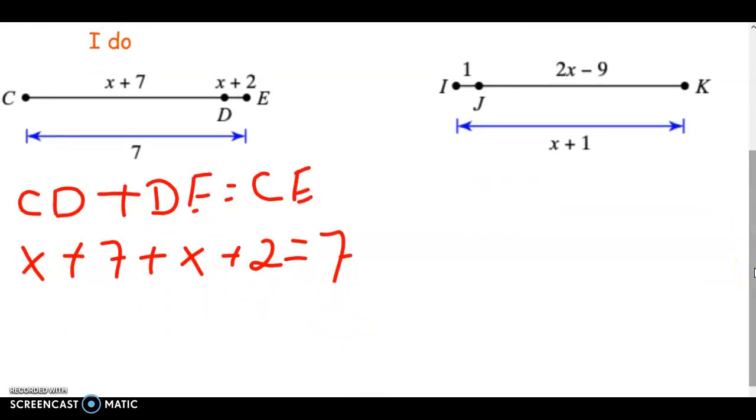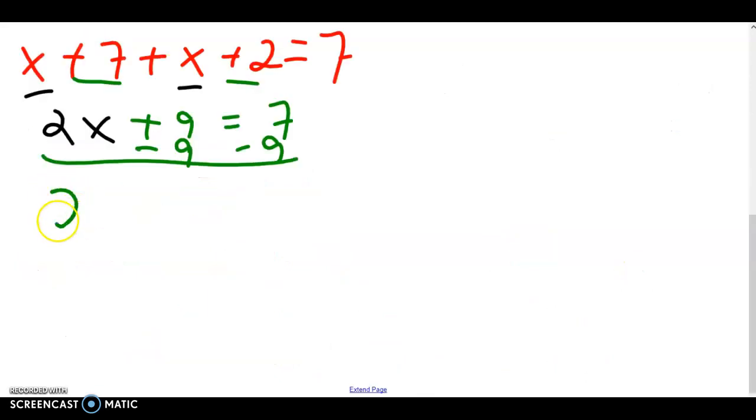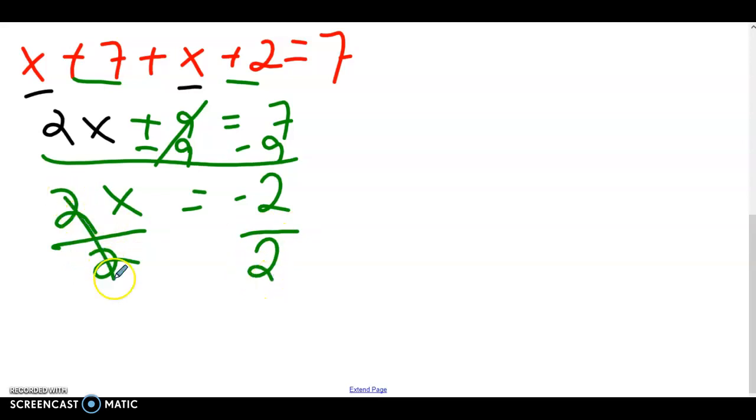I'm going to add like terms. I have an x here and an x here, and if I add them together, I have two x's. I have a 7 here and a 2 there, and if I add them together, I get 9. Now I'm going to continue solving. I'm going to move that 9 to the other side. I have 2x equals negative 2. I'm going to divide both sides by 2, and I get x is equal to negative 1.